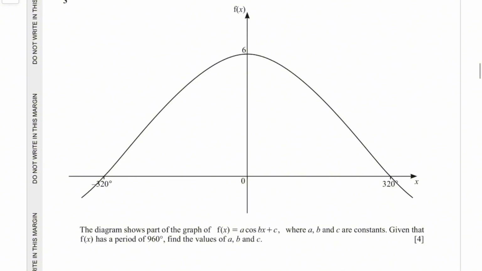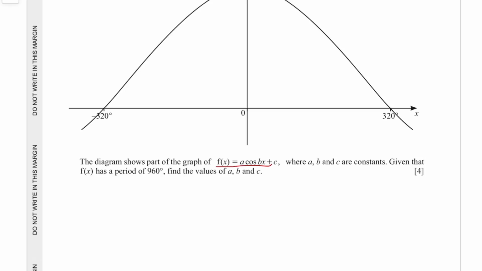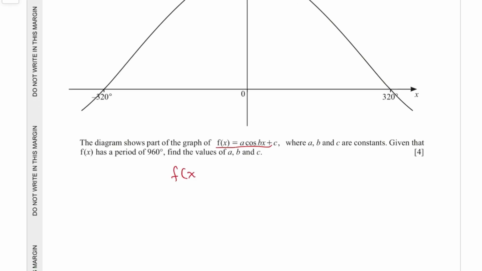Question number 3. The diagram shows the graph of fx equals to a cos bx plus c, where a, b, c are constants. Given that fx has a period of 960, find the values of a, b, and c. Right? When it is given to you in the form of fx is equal to a cos bx plus c, you need to know that b is just 360 being divided by the period, which is 960, right? Which is simplified to be 3 over 8.